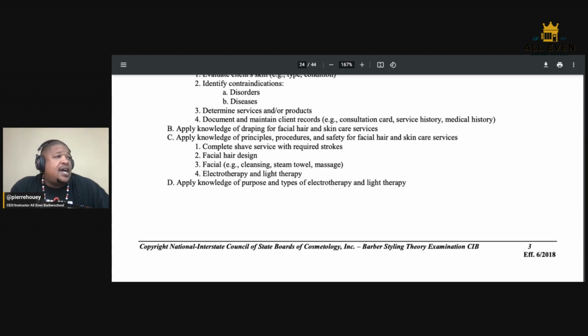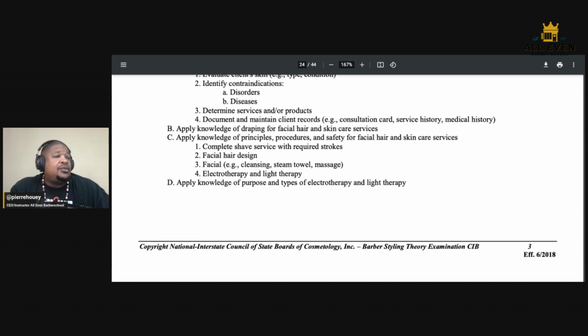2, facial hair design. We talking about beards. We talking about facial hair. We talking about mustaches. We talking about goatees. Anything from this section down. We talking about anything dealing with that. Okay, skin, hair stream, skin type, all of that good stuff. Facials, cleansing, steam towel, massage. That one can get involved. You just got to get familiar with what those things are and how they're applied.